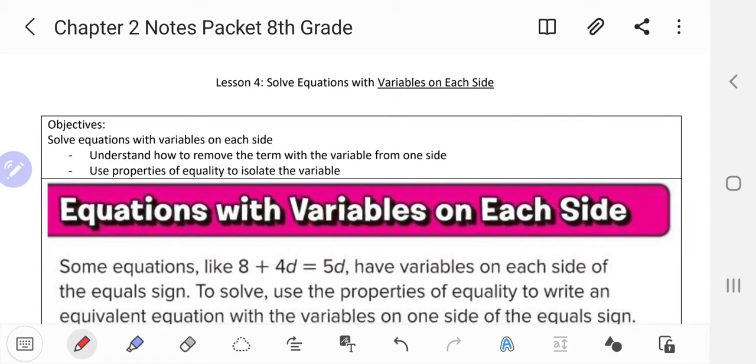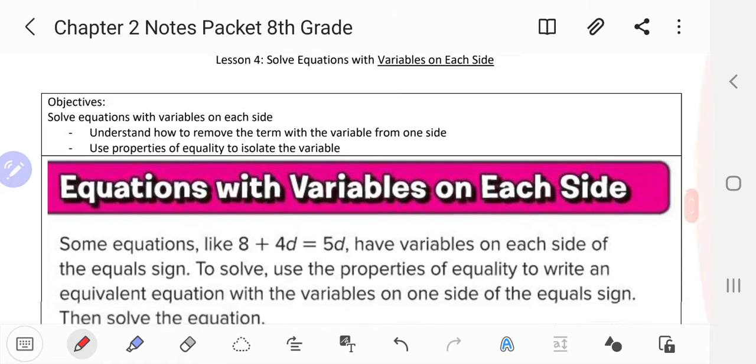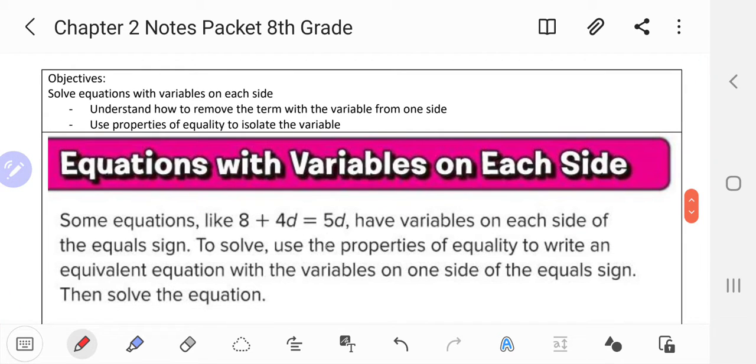Oh my goodness, it's your lucky day because you get to solve equations with variables on each side. You thought solving two-step equations was fun? Ha! You are in for a treat. Here we go. Now, you might be wondering, what does it look like to have variables on both sides? Well, here is an example of it.